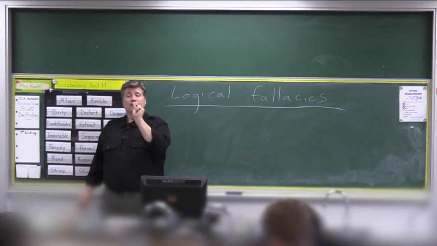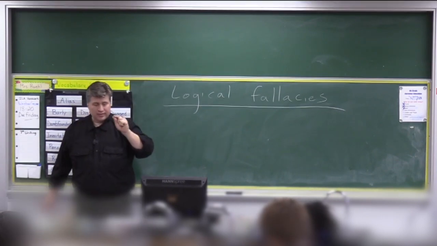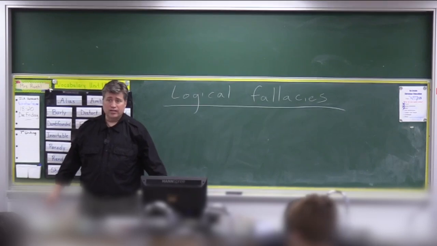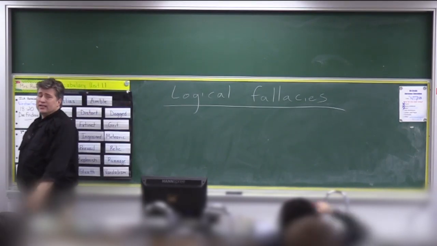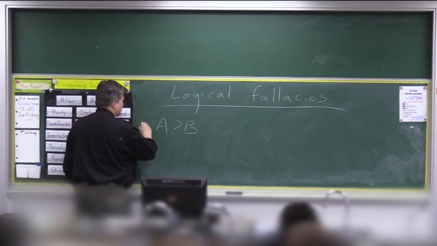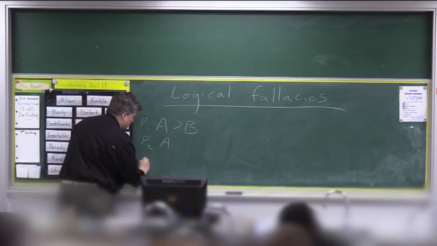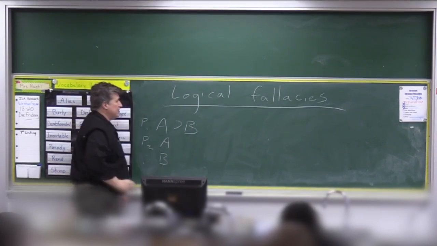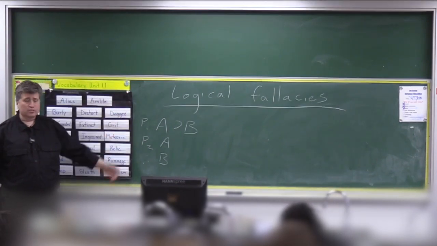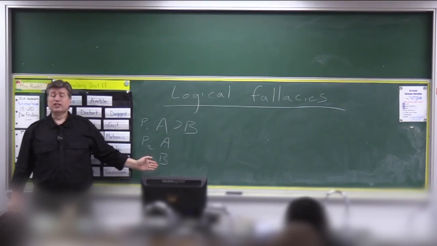Now, a valid argument is one in which the form of the argument is correct. For example, if A then B is premise 1, premise 2, A, conclusion, therefore B. That is a valid argument form. All right, that's modus ponens. We talked about that. So no matter what I put in these terms to fill them in, the argument is valid.